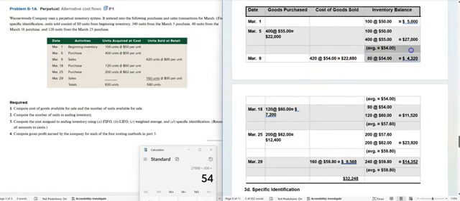That will leave me with 80 units. I had 500, I sold 420. 80 units at an average cost of 54, or an inventory balance of 4,320.